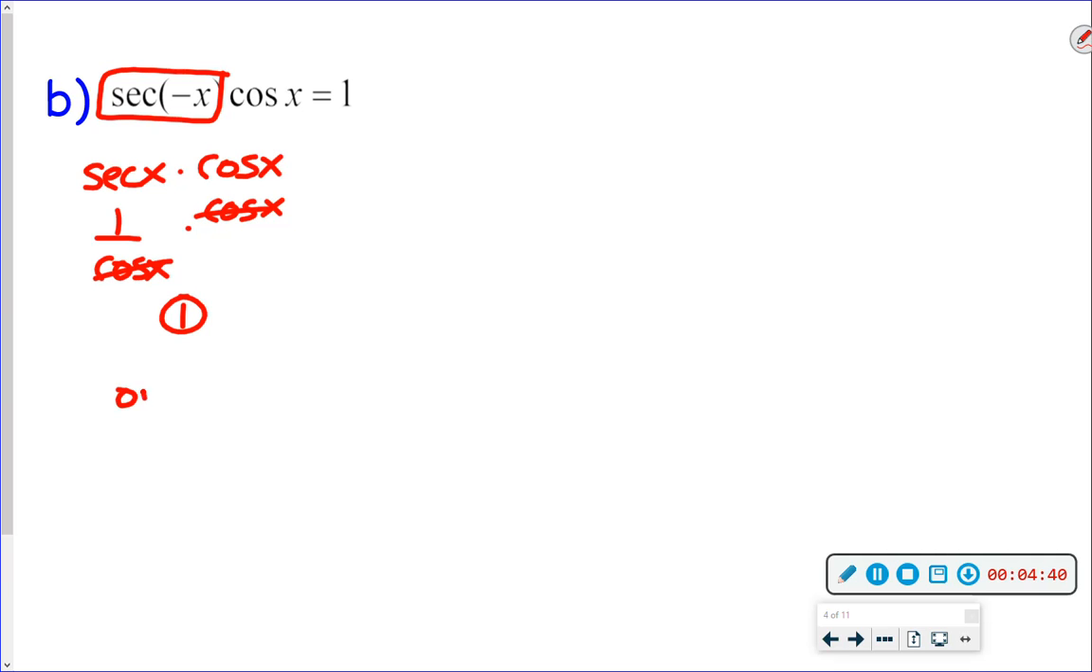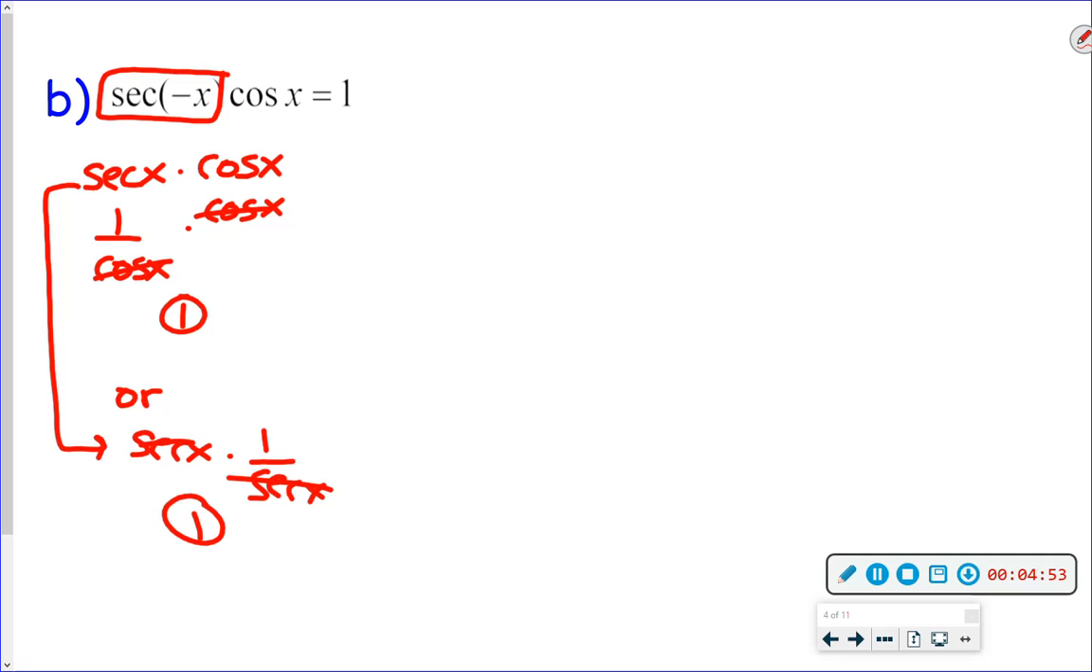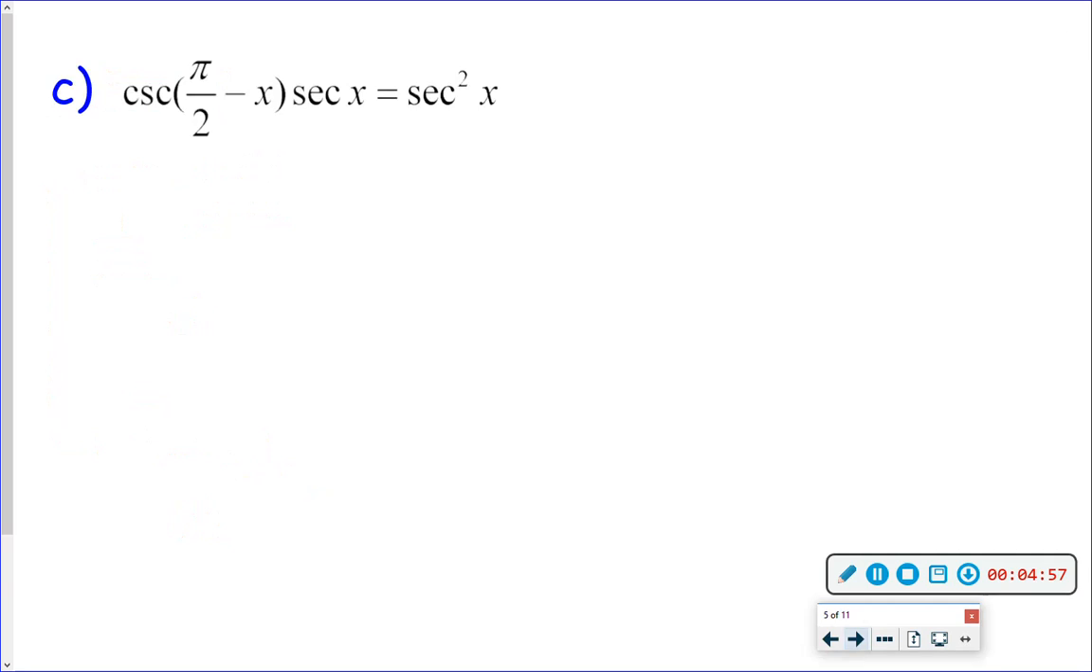And just to show you, and again, I don't care how you do it, you could have left your secant and made cosine 1 over secant, and you will get your 1 also. Doesn't matter how, just as long as you have the work to justify that you get to 1. And I won't always show you every single option, but as we start here, I'm going to show you clearly there are different ways to do it.